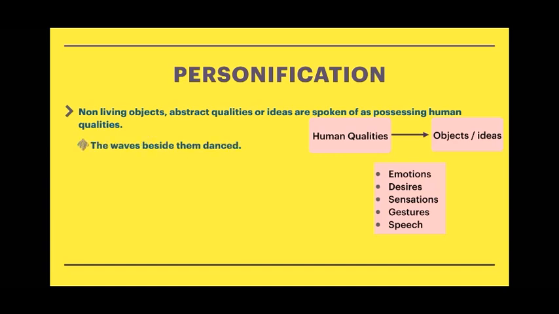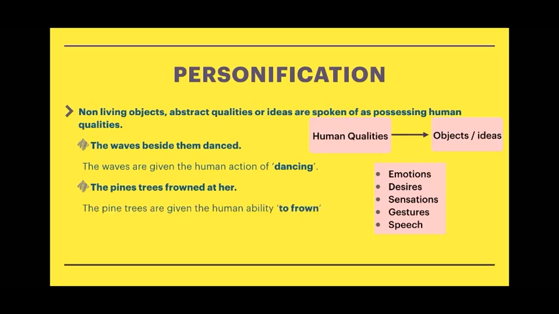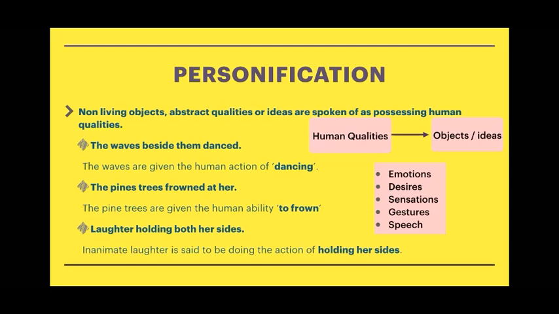The waves beside them danced. So the waves are given the human action of dancing. The pine trees frowned at her. The pine trees are given the human ability to frown. Laughter holding both her sides. Inanimate laughter is said to be doing the action of holding her sides.